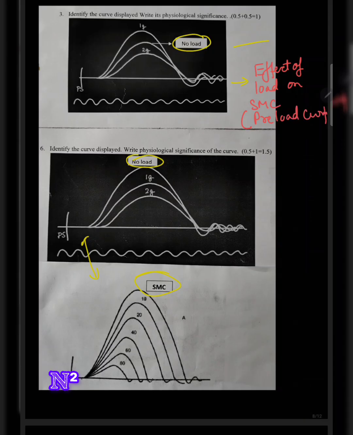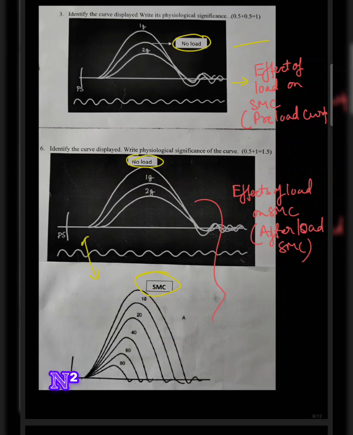Okay, these two curves are the effects of load on the simple muscle curve, and they show the afterload SMC curve. So a simple way to memorize is that the simple muscle curve is the no load curve.